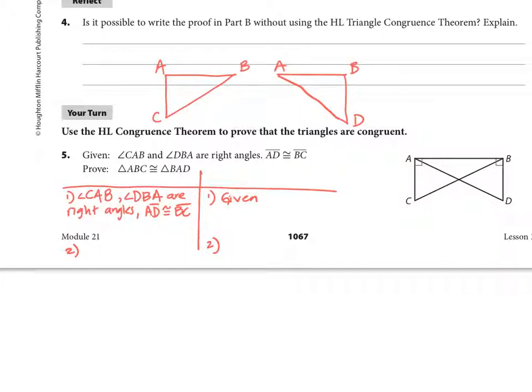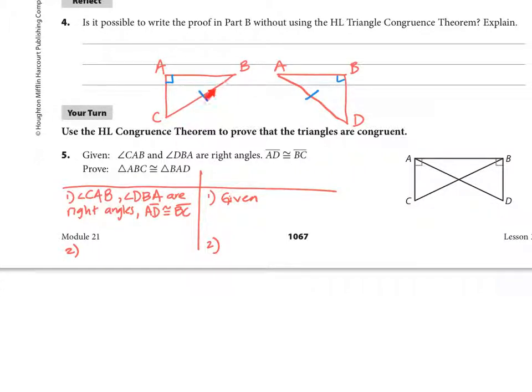Before we try to come up with the second statement, and what often happens is after you put in the given, you just have no clue what to do. I highly recommend that you mark your picture. And they've done that sort of by putting the right angles there, but we also have some congruent sides. So I'm going to mark the picture that I have up above. Angle CAB is that one on the left, and angle DBA is this one on the right. Those are both right angles. And we have AD is congruent to BC.